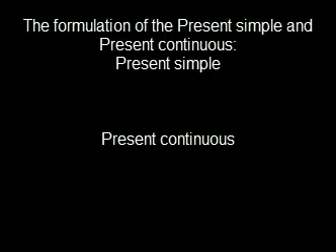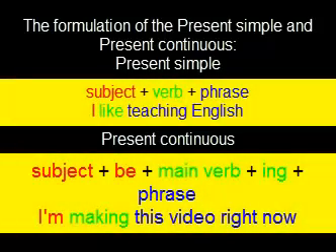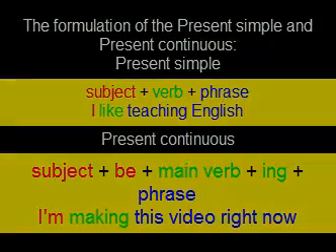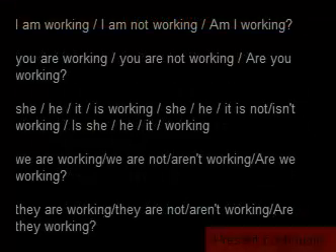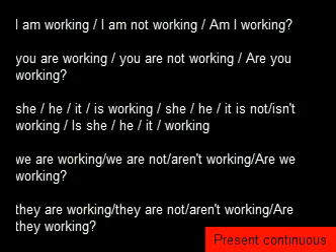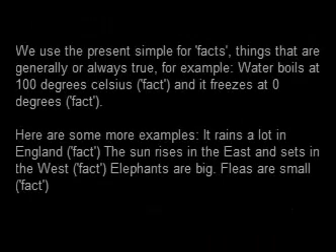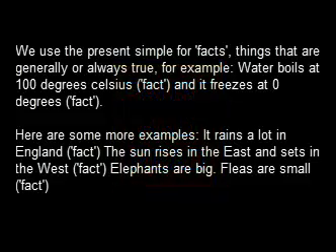The present simple structure is subject, verb, phrase. The present continuous structure is subject, the verb to be, main verb plus ing plus phrase. The conjugation of both tenses. Let's look at how you use them. In which situations?